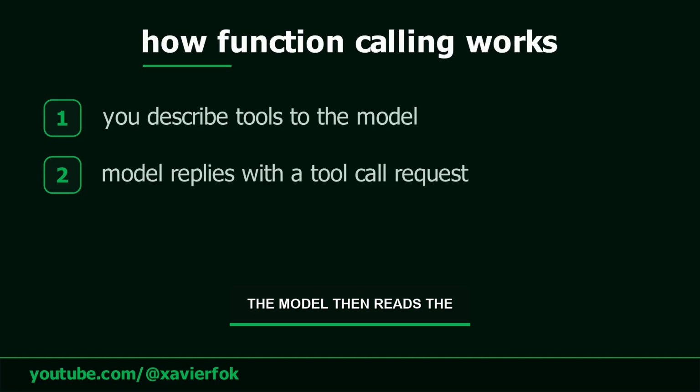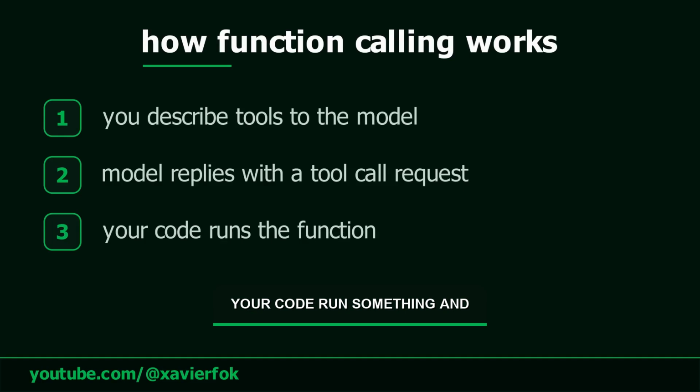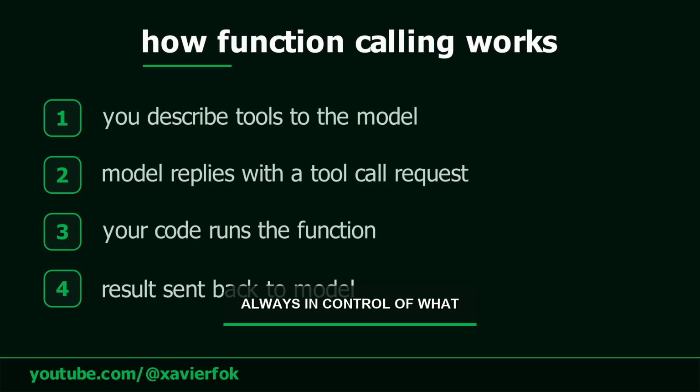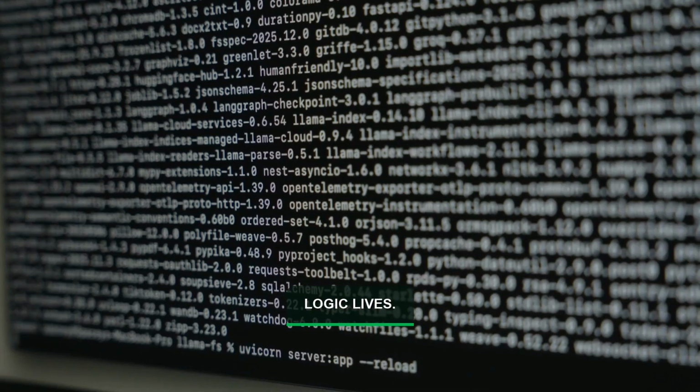The model then reads the result and decides what to do next. That is the whole mechanism. The model is never executing code. It is requesting that your code run something and then reading the answer. All the actual work happens on your side. This distinction matters more than it might seem, because it means you are always in control of what actually runs. The model can only request. Your code decides whether to honor that request, and that is where all your safety logic lives.